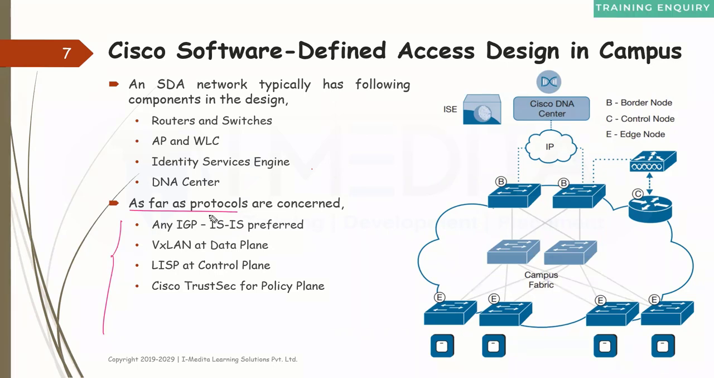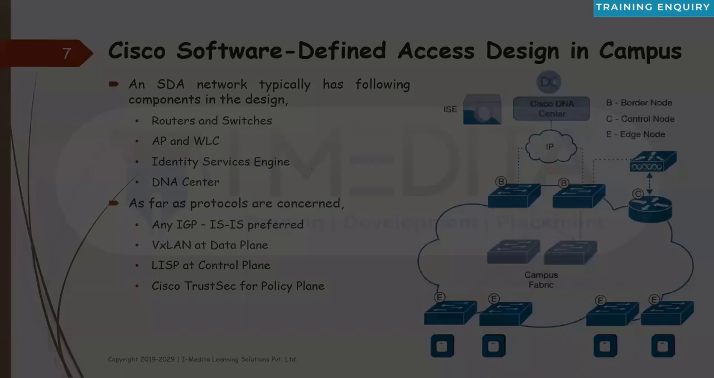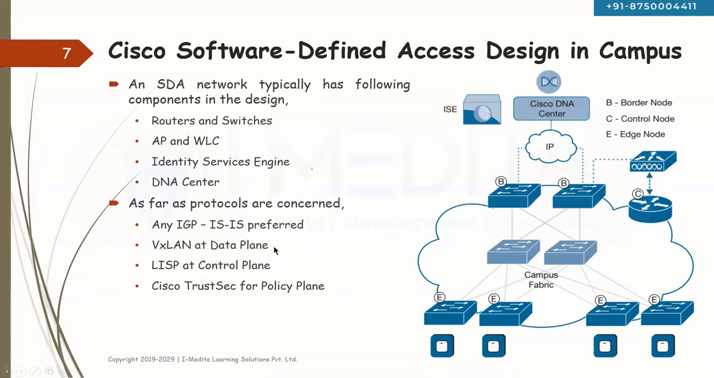And when it comes to the policy deployment, as you know, we have Identity Services Engine, ISE, at the policy plane. Cisco TrustSec is what we use at the policy plane to ensure the policies are configured on these switches. Right? Fine. What else?